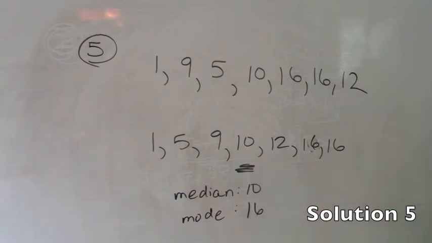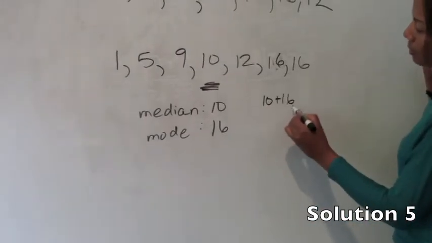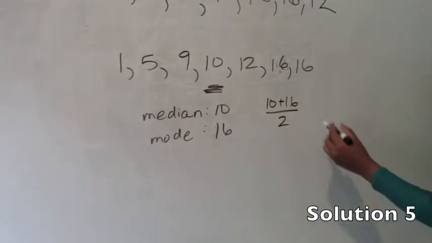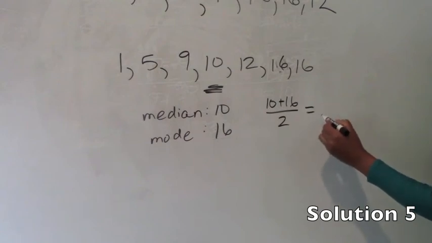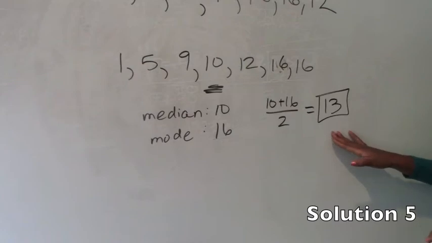And then we're asked to find the mean of these 2 numbers. So mean is the sum of our numbers divided by our number of numbers. So we have 26 divided by 2, which is 13, and our answer is 13, and you would put that in the solution box.